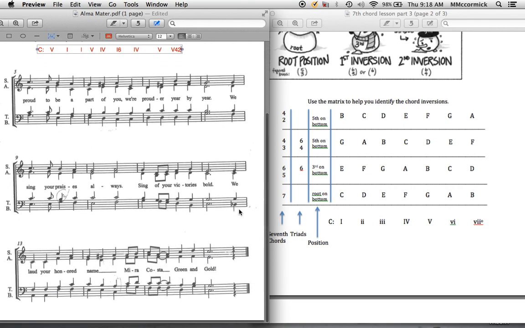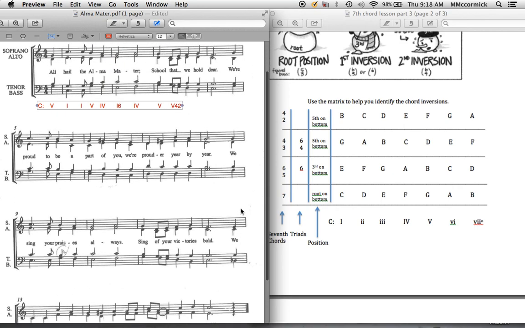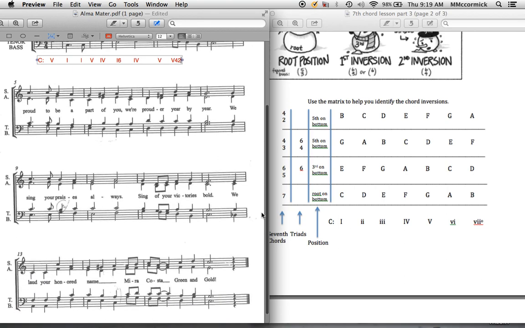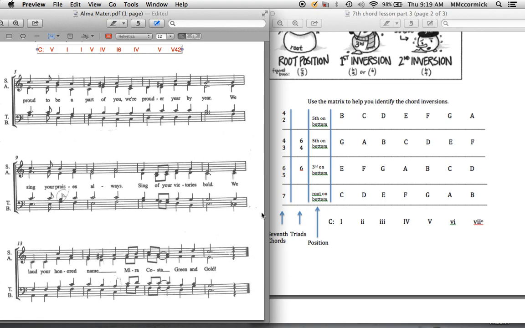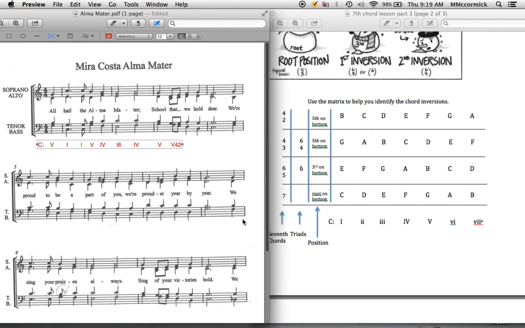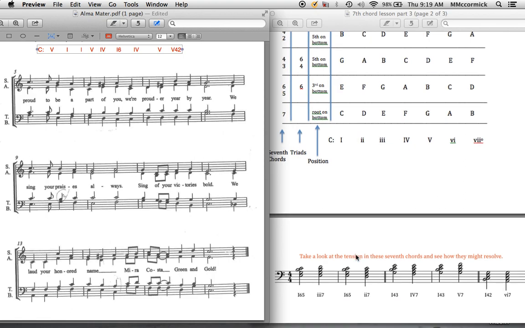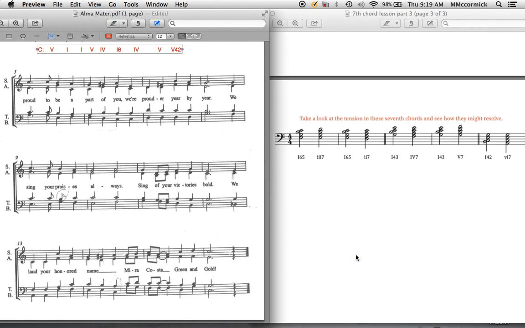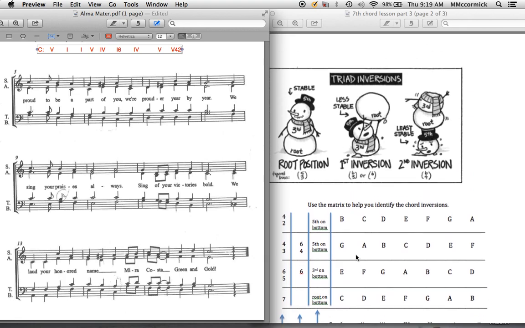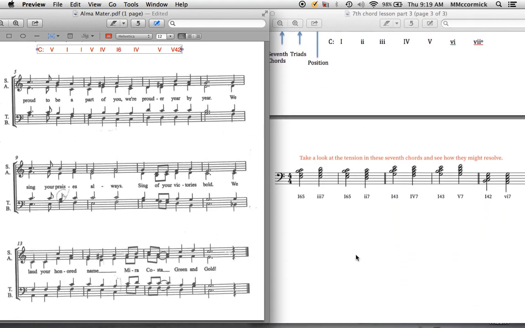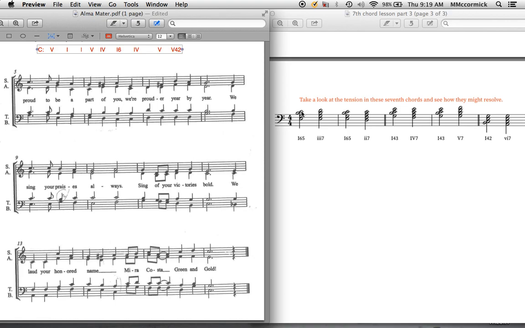If you're really enjoying thinking about music theory in this way, you can begin to think of how you might analyze those, and we'll talk about that in a future lesson. Okay, so this is pretty self-explanatory. Go ahead and finish out the alma mater, and then I wanted to extend the lesson by talking a little bit about the stability of these chords. Take a look at the tension in these 7th chords.